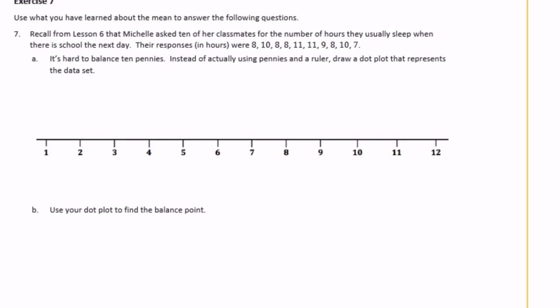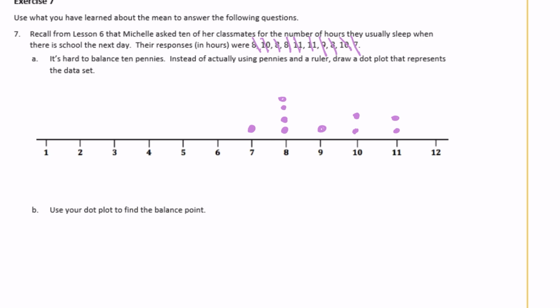Exercise 7. Use what you have learned about the mean to answer the following questions. Recall from lesson 6 that Michelle asked 10 of her classmates for the number of hours they usually sleep when there is school the next day. Their responses in hours were these. It's hard to balance 10 pennies. Instead of actually using pennies on a ruler, draw a dot plot that represents the data set. So I'm going to count up the 8s first. So we have 1, 2, 3, 4 eights. One 10, 2 tens. Two 11s, a 9, and a 7.